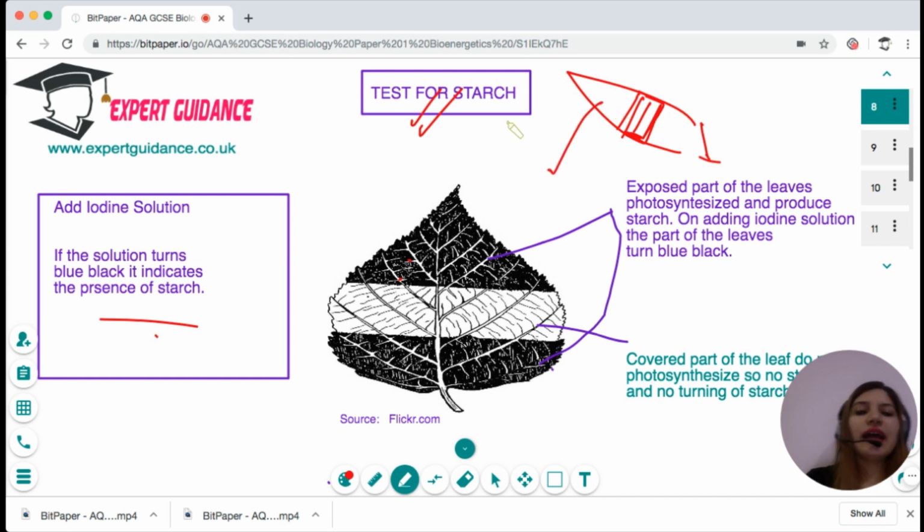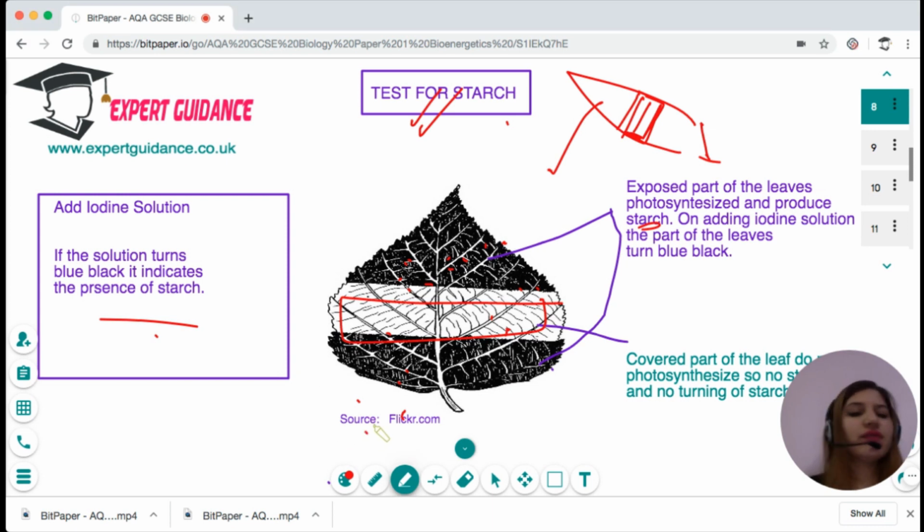And then if I add iodine solution to this leaf, what I would observe is that the part which was exposed to light will turn blue-black, because this was the part that got the privilege of photosynthesizing and making starch, whereas the one which was covered didn't get any light, so it didn't get any chance to photosynthesize, so no starch is being made, so it didn't turn blue-black. So you should remember this iodine test for starch, and you can even test it on variegated leaves.